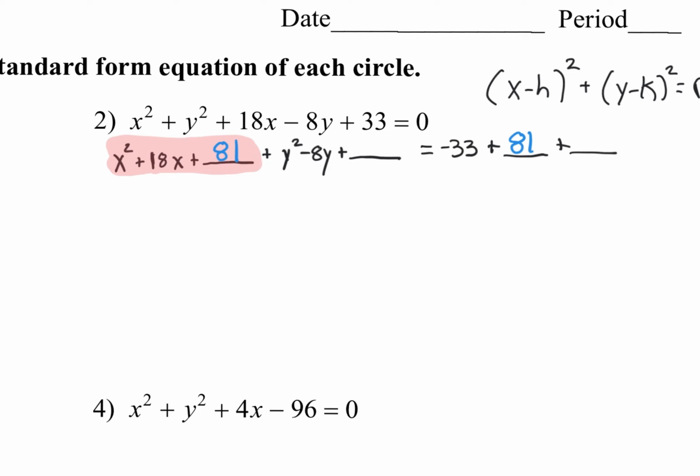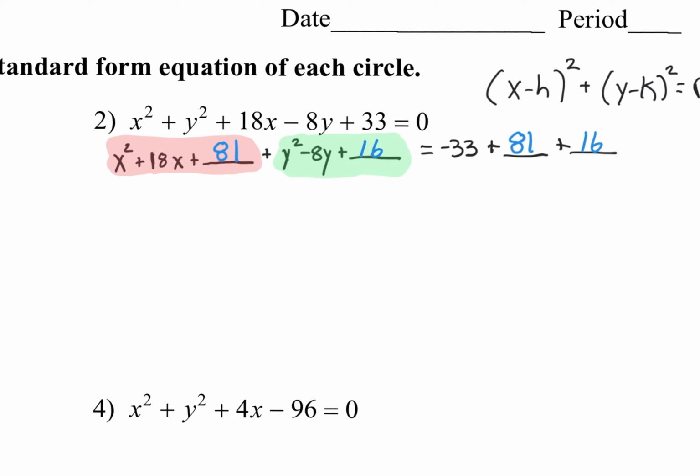Now next I look at my y values, or my y squared, and I go ahead and complete this square. Half of b, my b value now is 8, so half of b is 4. 4 squared is 16, so I'm adding 16. And it's always added. This is always added when you're completing the square.